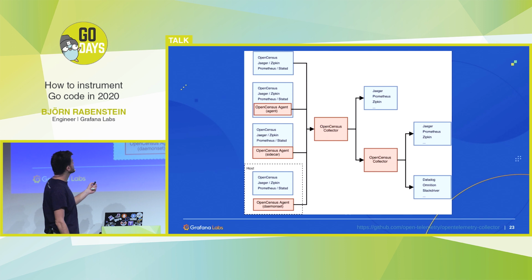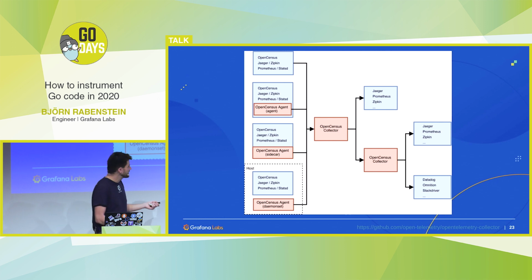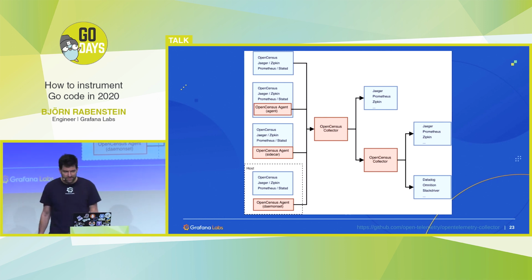Then you can have a separate agent. You can have it in a sidecar on Kubernetes. You can have a daemon set on Kubernetes. This all works. There's an OpenSensus collector, which will then be called the OpenTelemetry collector, I guess, which can combine this. Then you can, again, let Prometheus scrape this, or send stuff to Jaeger and Zipkin, or you can send it all to Datadog, or Stackdriver, or whatever vendor you choose.